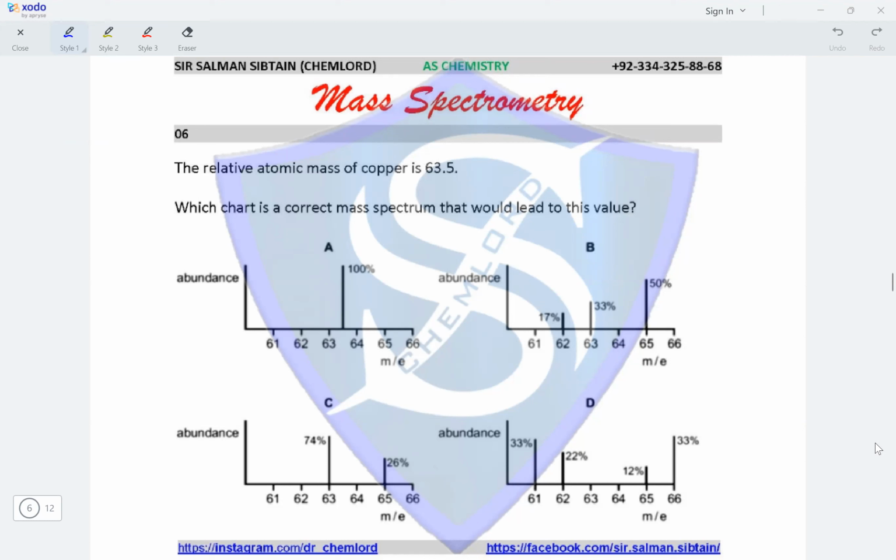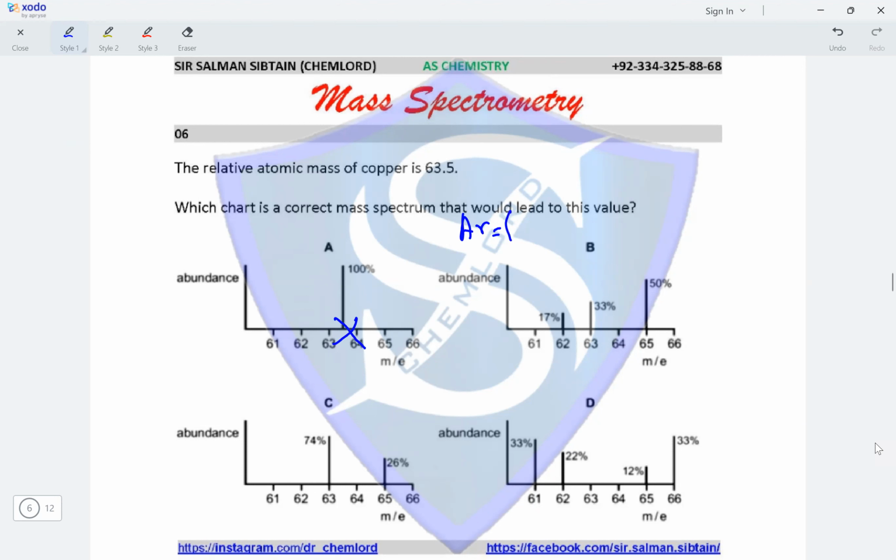Question 6. The relative atomic mass of copper is 63.5. Which chart is a correct mass spectrum that would lead to this value? Option A has a single isotope with a mass of 63.5. Copper will not have a single isotope, it will have more than one isotope. And usually the isotopic masses are whole numbers and not decimals. So the mass of the single isotope represented in mass spectrum A is 63.5, making this option incorrect. For option B, we will calculate the AR value because there are three isotopes present.